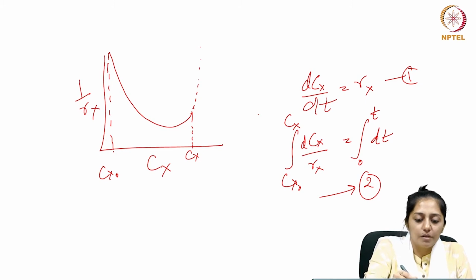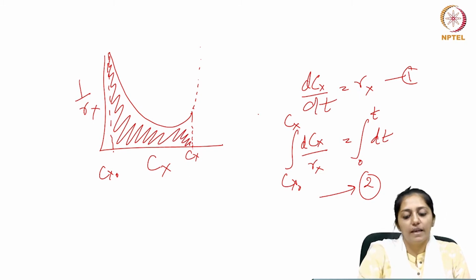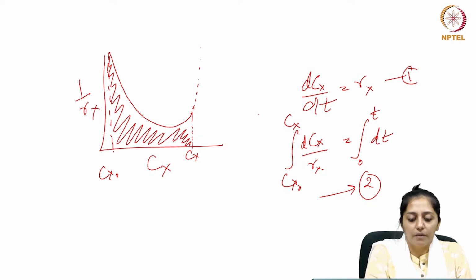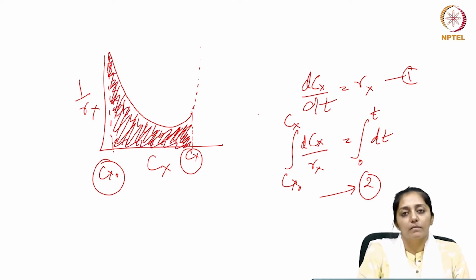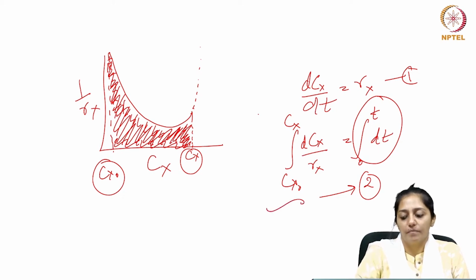So for a batch, if starting was Cx naught and the final is Cx, and if you make a plot of 1 by Rx versus Cx, then given these limits, the area under this curve with these limits will demonstrate something. What will it demonstrate? It will demonstrate the batch time as given in equation 2.